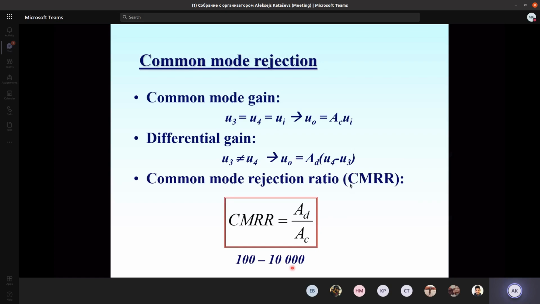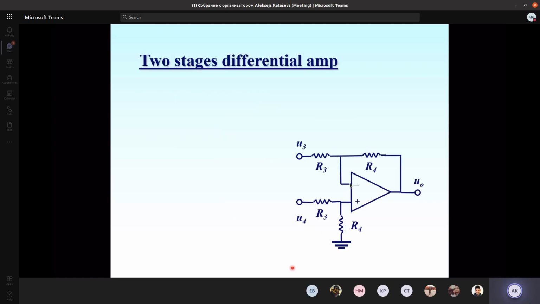How could we increase the common mode rejection ratio of such kind of differential amp? Generally, let's consider this differential amp. For this amp, we have one of the drawbacks. It's a low input resistance. Such kind of differential amplifier has, frankly speaking, quite a low input resistance, especially for the channel U4, for this input. It's easy to understand that then the input resistance will be just R3 plus R4.